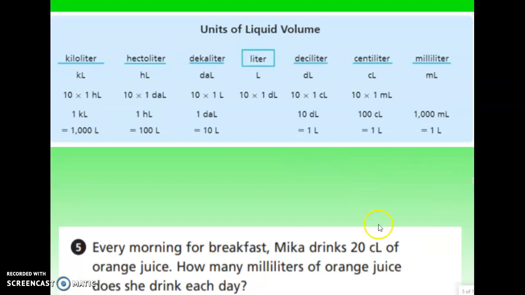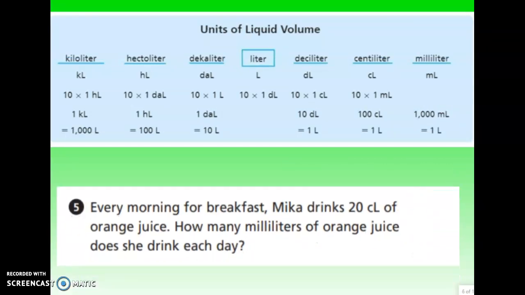Let's go on. How about this one? Every morning for breakfast, Micah drinks 20 centiliters of orange juice. How many milliliters of orange juice does she drink every day? She drinks 20 centiliters of orange juice. So this is 20 centiliters here. How many milliliters would that be? Remember, everything is 10 times 10.